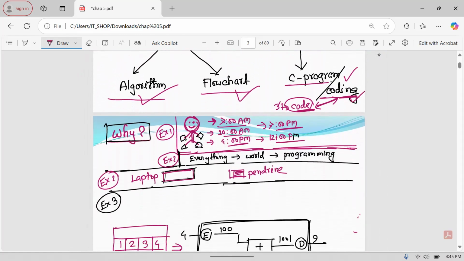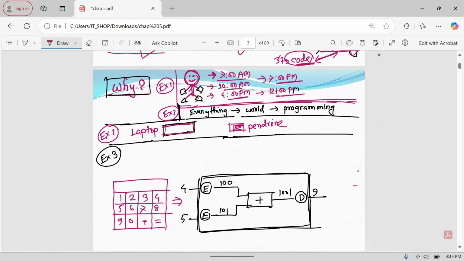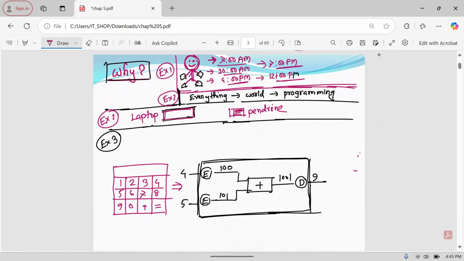Now the question will occur: why do we need to learn the programming language? For that purpose, we can take an example. One saying is that everything in the world can be converted into the programming language. The question is how. Just imagine you are a student.